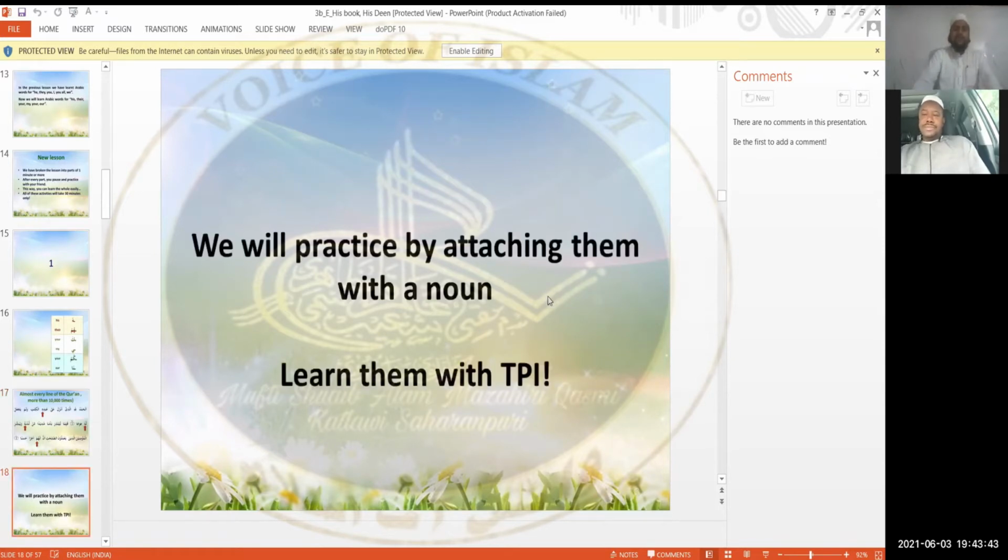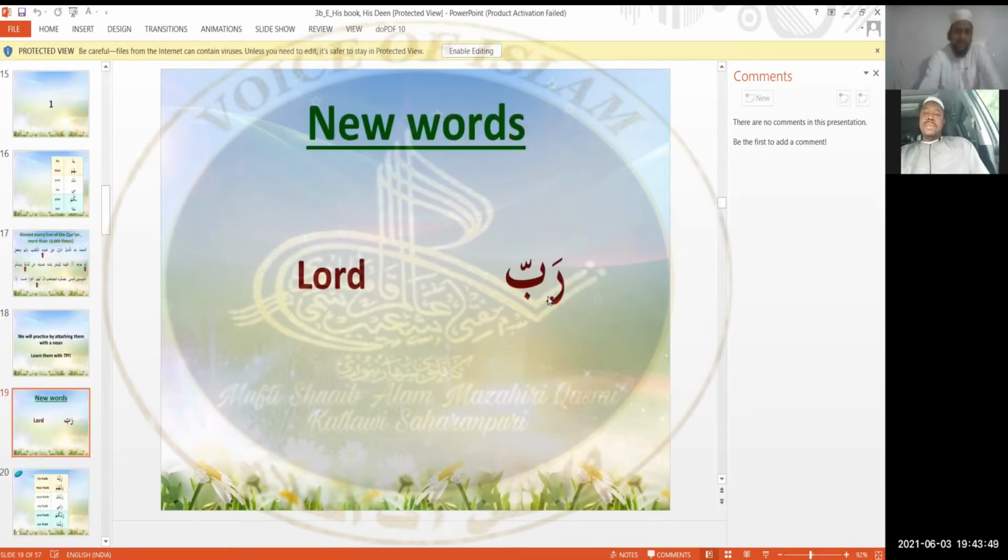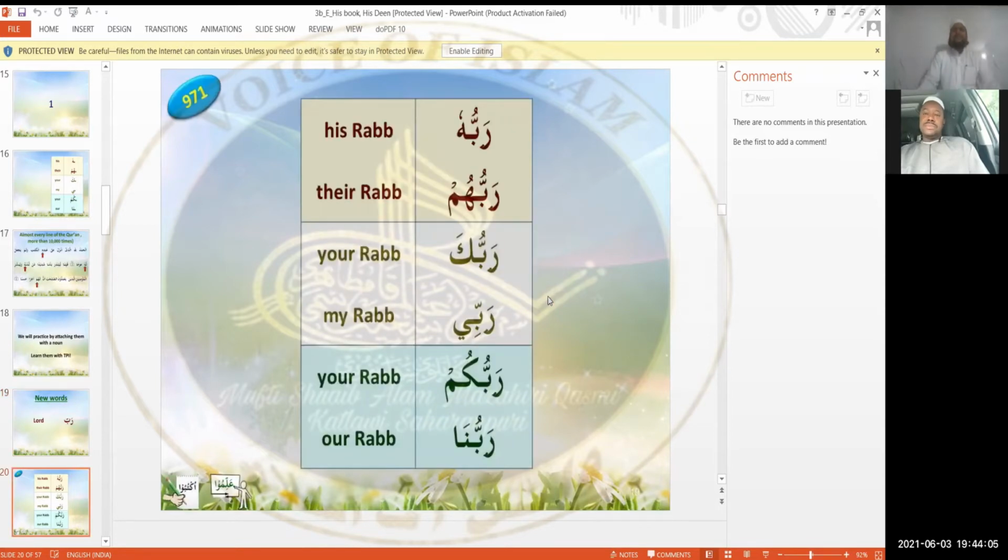We will practice by teaching them with a noun, learn them with TPI. New noun: Rabb, Lord. You know the meaning? Rabbil Alameen, Lord of the worlds. So Rabb means Lord. So let's say his Rabb.